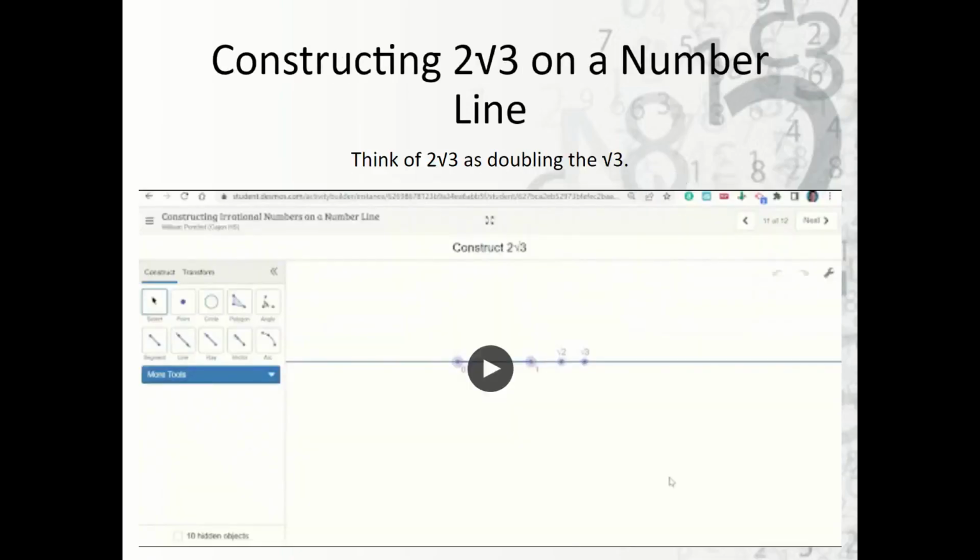Now we'll take a look at how to construct 2 square root of 3 on the number line. We're going to think of 2 square root of 3 as double square root of 3. So all we would need to do is find where square root of 3 is and then copy that distance. And here's a video that shows you how to do that.